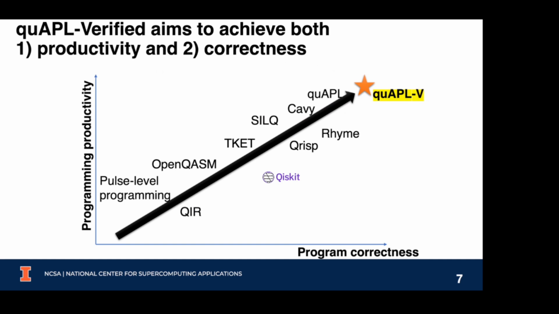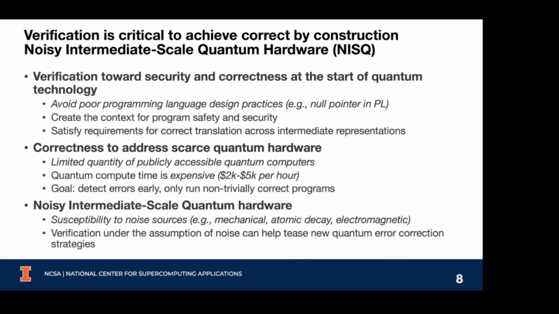In this graph below is our perspective, our vision to put QAPL and QAPL-V into perspective. We want QAPL and QAPL-V to maximize productivity and program correctness in quantum programming. The reason that we want to do verification is that we want to push verification towards security and correctness at the start of quantum technology, and to avoid poor programming language and design practices like the null pointer.